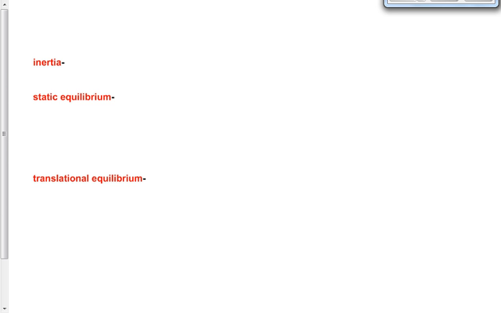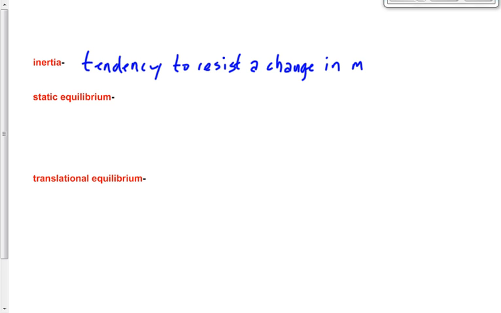Inertia is the tendency of an object to resist a change in motion. So Rutger said, basically, it's a tendency to stay in motion. All right? An object has a tendency, if it's already in motion, to stay in motion. And that's inertia, right? It has a tendency to resist a change. It's moving, doesn't want to change, wants to stay in motion.